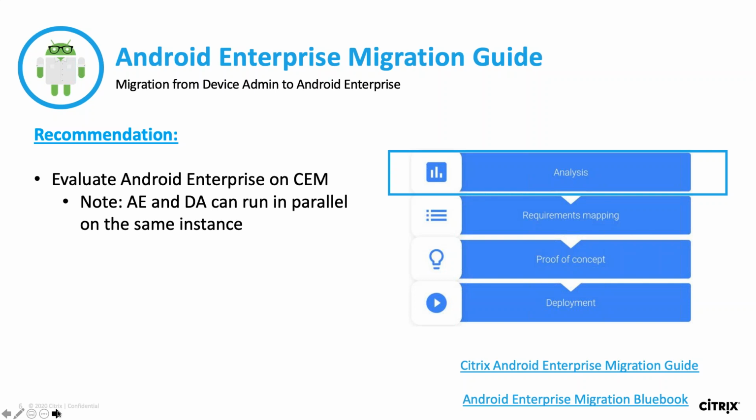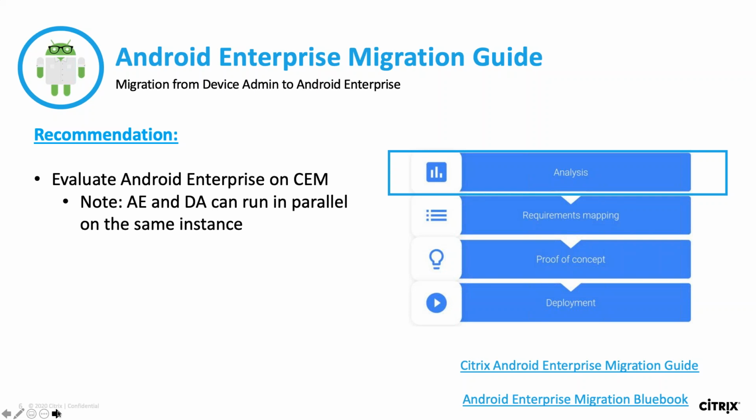The first thing that we advise our customers is to evaluate Android Enterprise on Citrix Endpoint Management. And one of the very common questions that I get back is, hey, I'm already running DA. I don't want to mess around with my devices that are running on DA by switching on AE. Well, that is false. You can have AE and DA run in parallel on the same instance. You just have to make sure that you are choosing the devices that you want to run on AE and the devices that you want to run on DA.